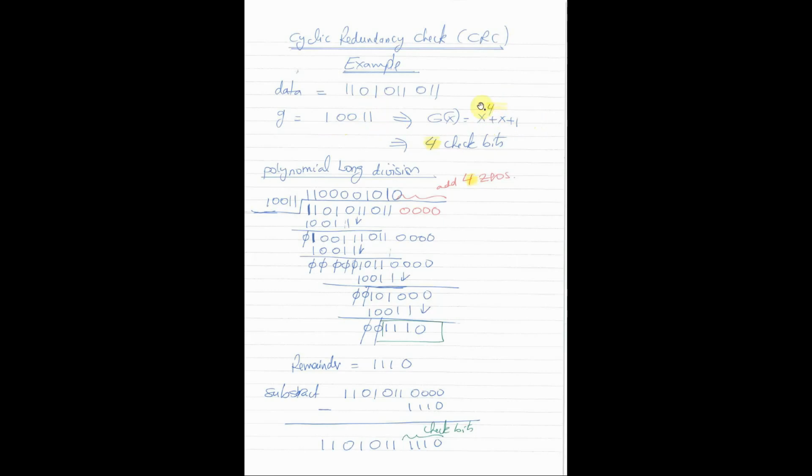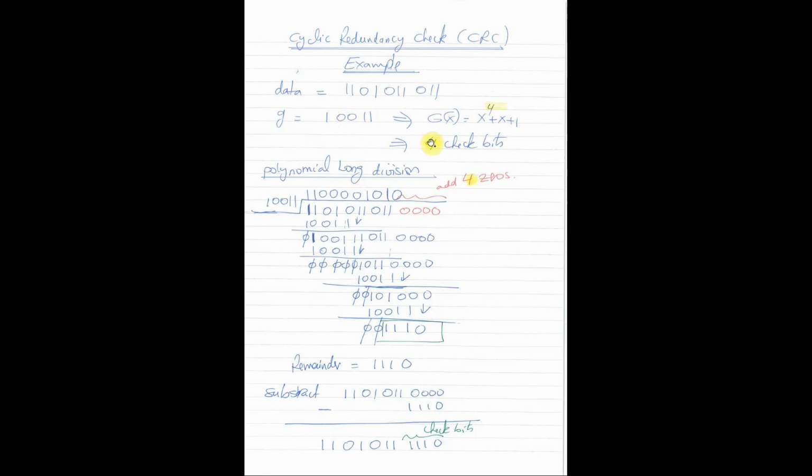And the order of the polynomial, by the way, is always the number of bits minus 1. So 1, 2, 3, 4, 5, minus 1. That's the order simply because this is a constant term, and then x, x squared, x cubed, x to the power of 4. So that generator has order 4, and it means that we are using 4 check bits.